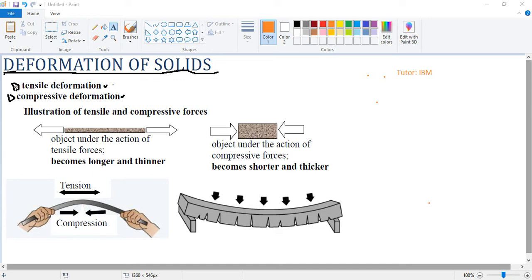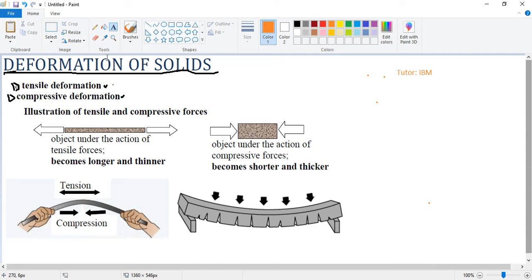One of the effects of forces that you must have discussed is that force changes shape, or force changes the size of an object. So what does that imply? When an object is subjected to forces, or when forces are applied to a solid object to be specific, its shape or size is most likely going to change. This change in size and shape of the object is what we call deformation. It's actually the subject of study today.